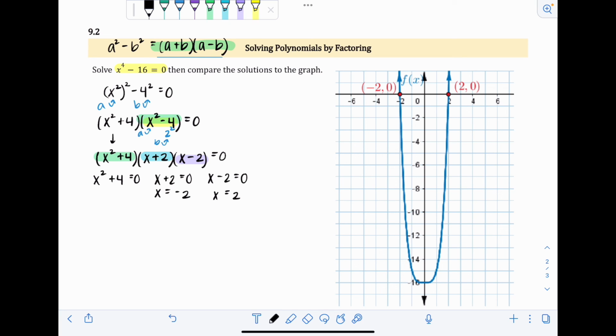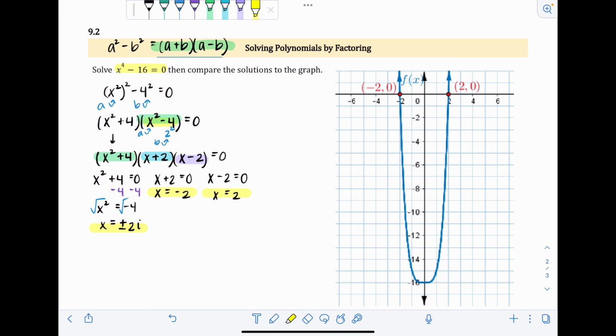And then for x squared plus 4, we're going to have to solve by square root. So I want to get the x squared by itself: minus 4, minus 4. Then I would have x squared equals negative 4, and I'm ready to square root both sides. If I take the square root of an equation when I'm solving, I need to include the positive or negative version. So this would be x equals positive or negative. The square root of 4 is 2; since it's the square root of negative 4, it would be 2i. So we have x equals positive or negative 2i, x equals negative 2, and x equals 2.